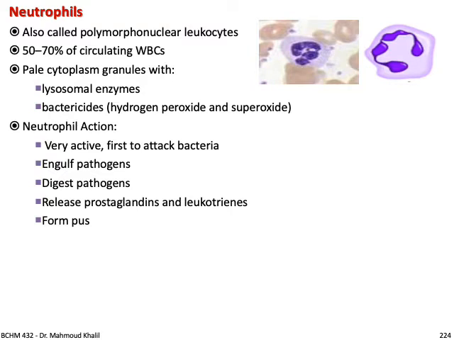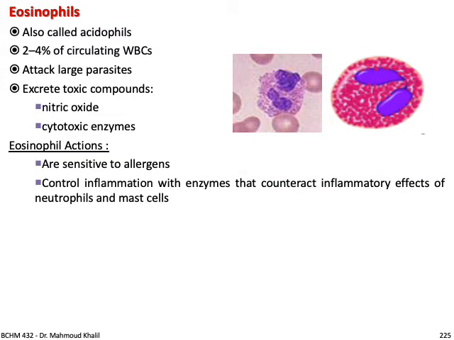The neutrophils are also called the polymorphonuclear leukocytes, as we said, 50 to 70%. They have pale cytoplasmic granules that contain lysozymes, enzymes, and bactericides. They are very active, the first to attack bacteria, engulf pathogens, digest pathogens, release prostaglandins and leukotrienes, and form pus.